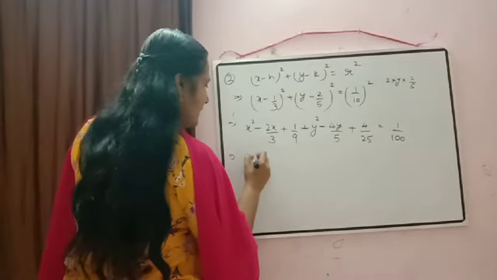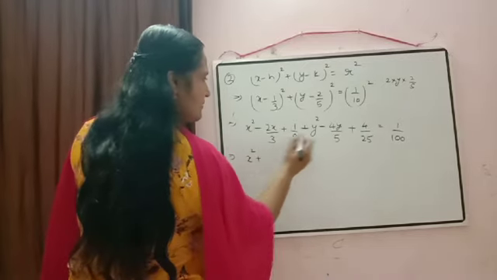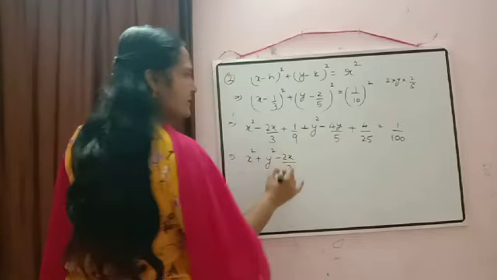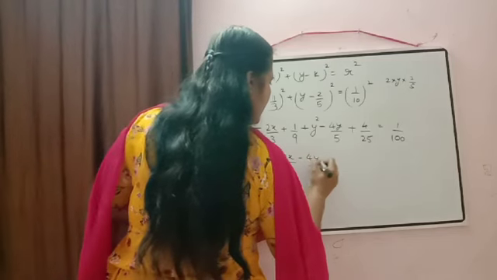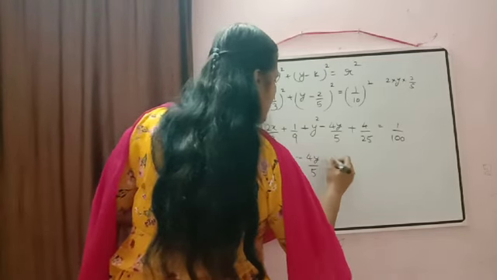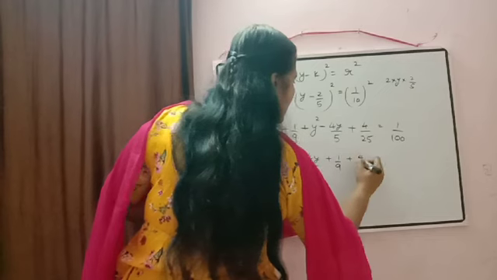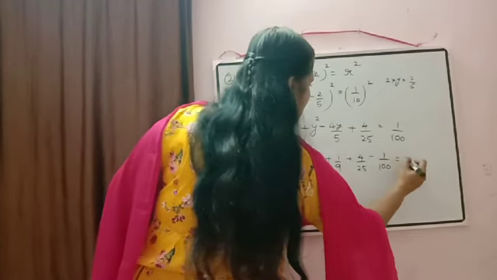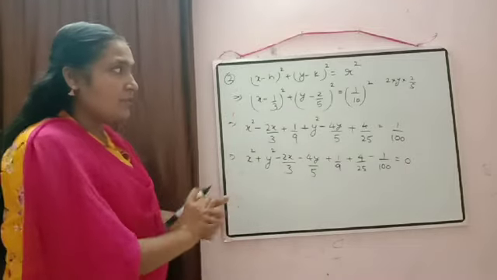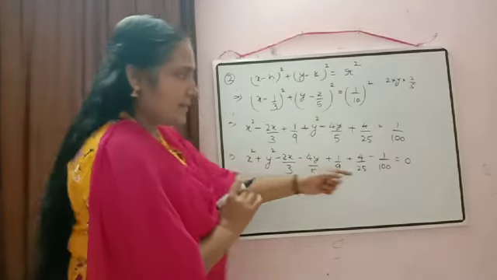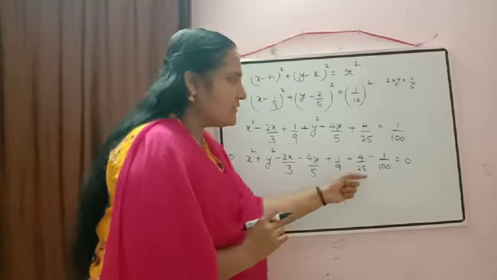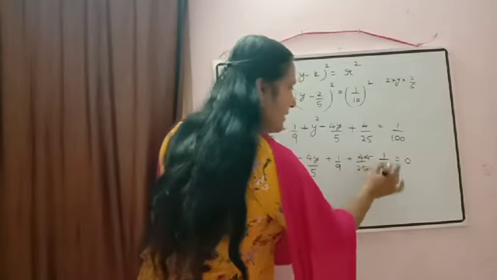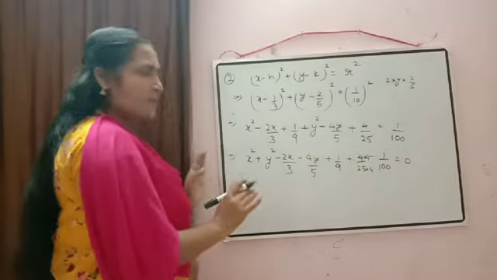Just rearrange it. First write down the term of x square, then y square, then x, then y, minus 4y by 5, then the remaining numbers there: plus 1 by 9 plus 4 by 25 minus 1 by 100 is equal to 0. Now what do we have to do? Here we can make the coefficients equal. Then 24 into 4, we can do the simplification. The rest we are not changing.